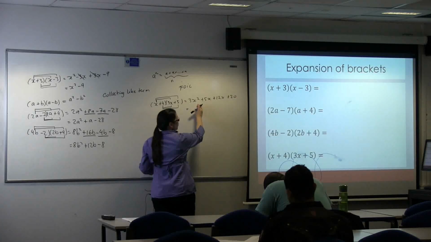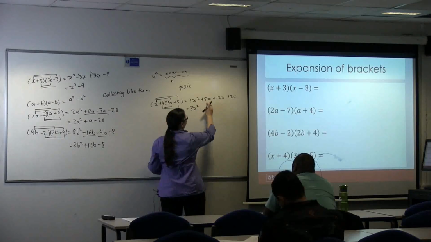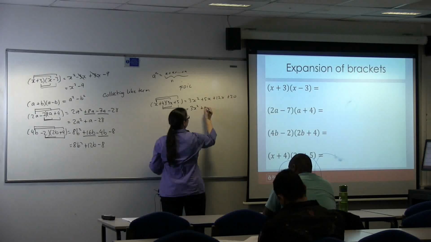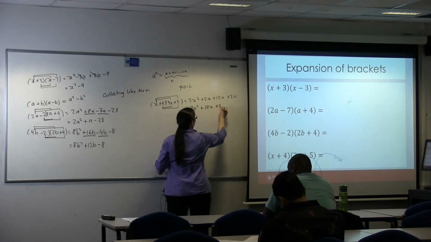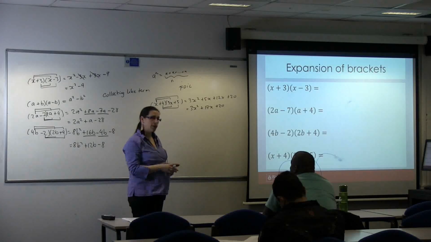x squared is just one term, so I can't collect it with anything else. 5x plus 12x gives me 17x together. And again, there are no more separate numbers, just the 20, so I can just write that down.